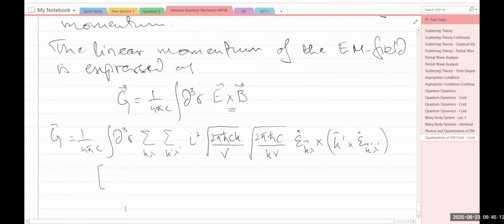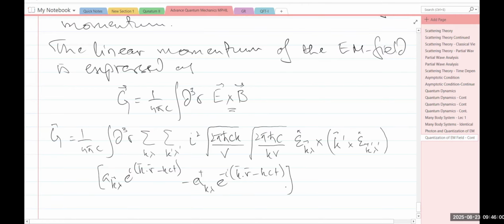Okay, so the linear momentum. Now we write those terms which are for E and B. Those terms are now a_{kλ} e^{i(k·r − kct)} plus or minus a_{kλ}† e^{−i(k·r − kct)}. This is the term for E.